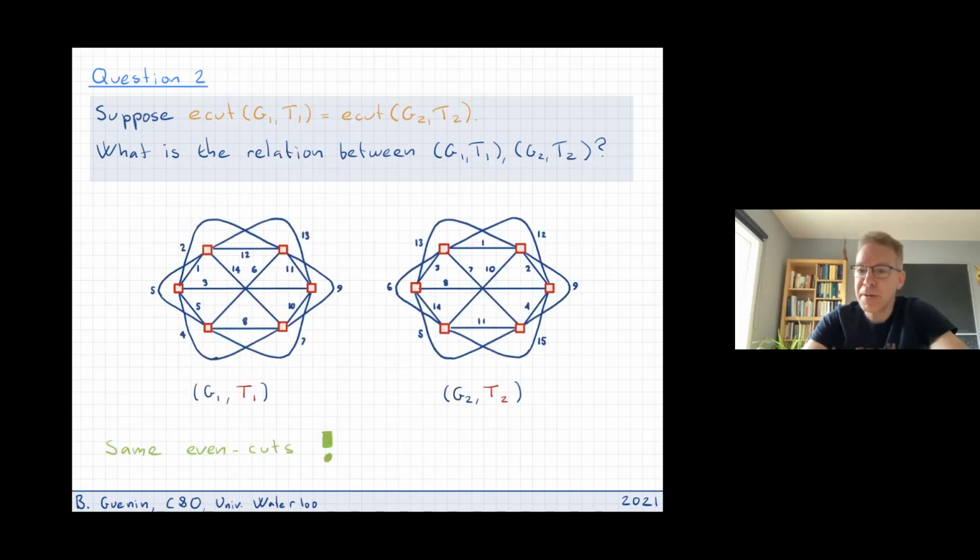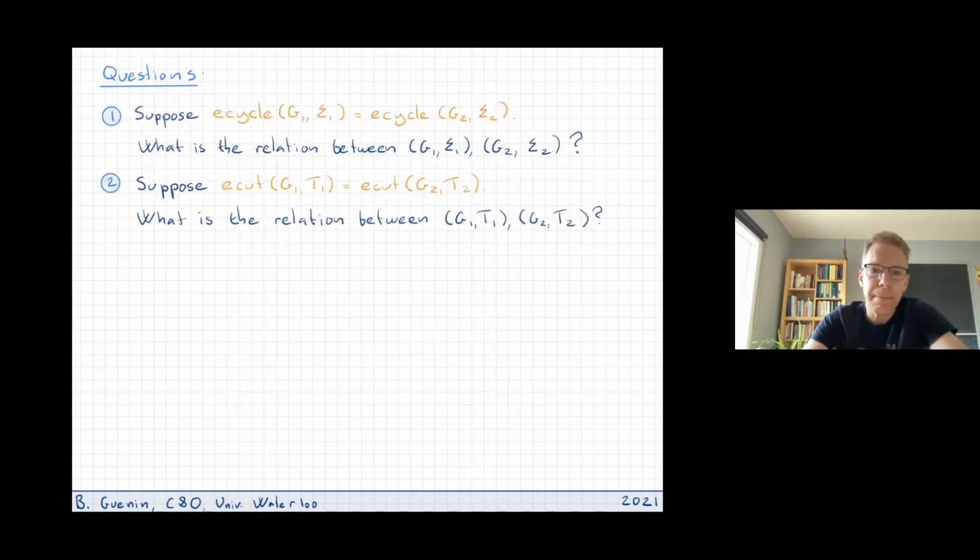It looks a little familiar, except now those square vertices are the terminals. So I have 6 terminals here, and I have 6 terminals here. And if you check, those two graphs have the same even cuts. So that graph here comes up again, and again you have a somewhat nasty example for two graphs that have the same even cuts.